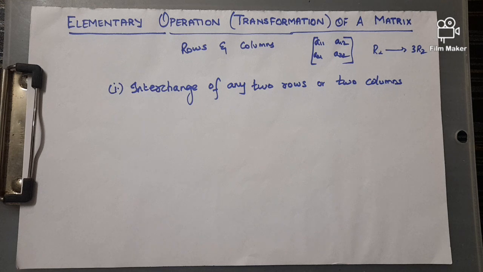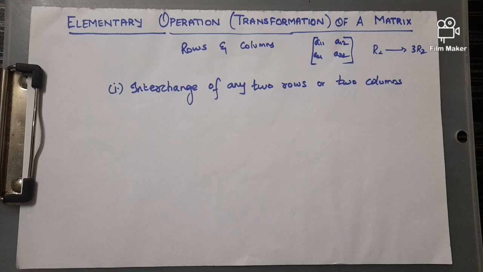Say for example they are asked to find a null matrix, a zero matrix. In order to get the values a11, a12, a13 and so on, up to the size of the matrix that has been given, as 0, you need to multiply the entire matrix with 0. But you cannot multiply directly, so row by row or column by column, everything step by step is what this elementary transformation of a matrix is all about, right? So interchange of any two rows or two columns.